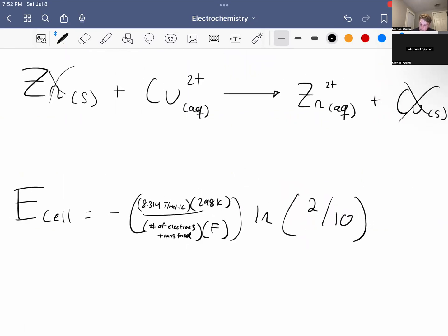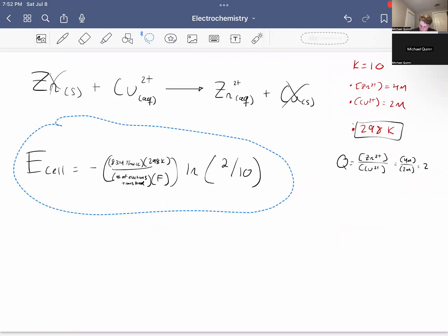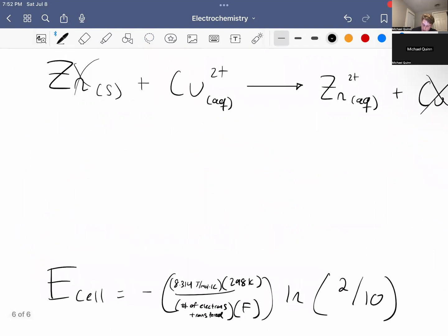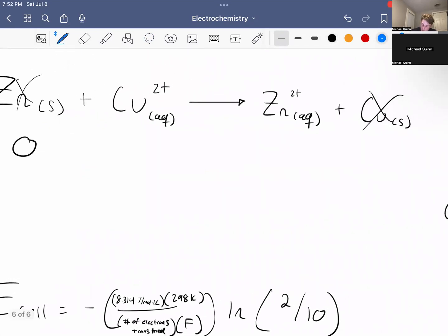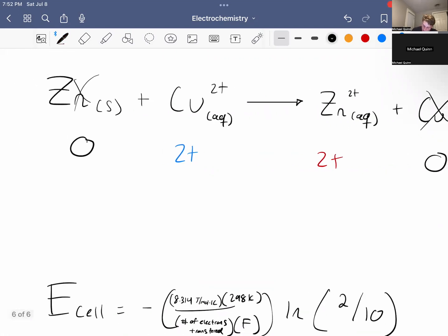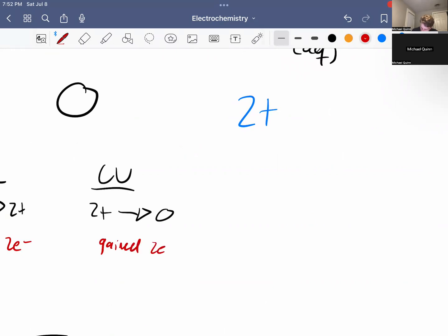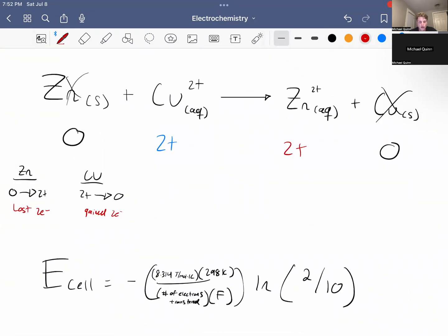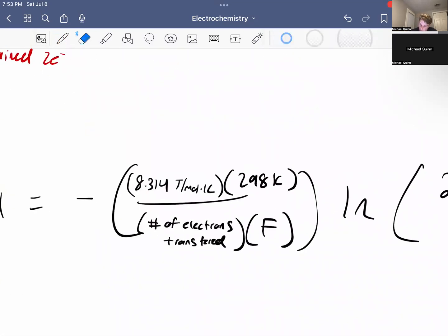The number of electrons transferred, we're going to have to use oxidation states to figure this out. So we see that zinc on its own has an oxidation state of 0. We can see that copper 2 plus has an oxidation state of 2 plus. Zinc 2 plus is 2 plus, and copper on its own is 0. So zinc went from 0 to 2 plus and lost 2 electrons, and copper went from 2 plus to 0 and gained 2 electrons. So we can see zinc got oxidized and lost 2 electrons so that copper could be reduced and gain 2 electrons. So 2 total electrons were transferred in this reaction. So we can fill this in with 2.